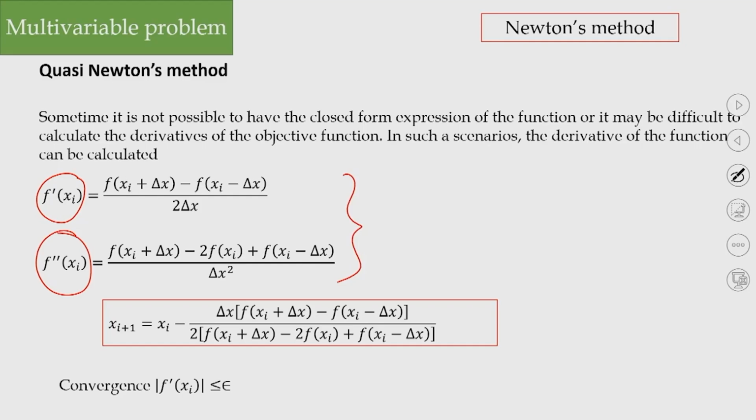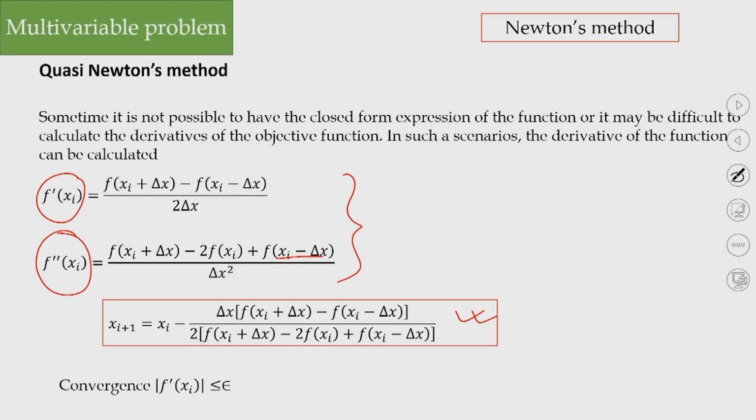I can write the first derivative at x_i as f(x_i + delta x) minus f(x_i - delta x), divided by twice delta x. Similarly, the second derivative is f(x_i + delta x) minus twice f(x_i) plus f(x_i - delta x), divided by delta x squared. If I apply these two equations in Newton's method, I will finally get this equation, and this method can also be called quasi-Newton's method.